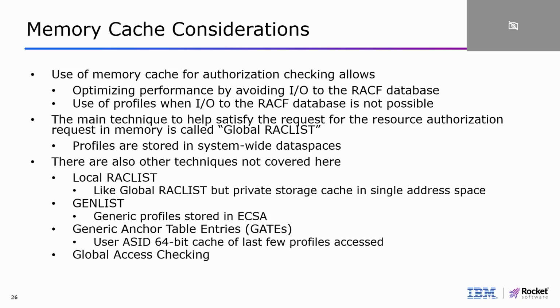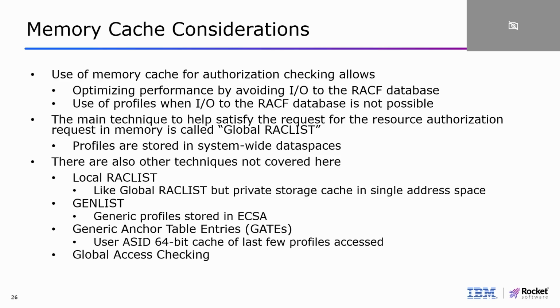So we can optimize performance by using a memory cache instead of doing I/O, but it also allows us to use profiles when perhaps I/O to the RACF database is not possible. The main technique we use to do this is called global RACLISTing. The profiles are stored in system-wide data spaces so that, using RACROUTE, we can access the profile copies in that data space.